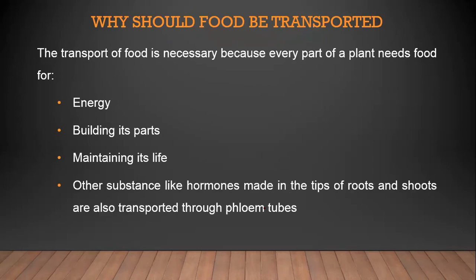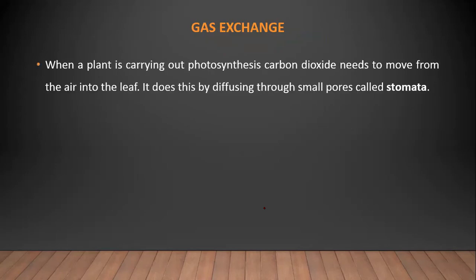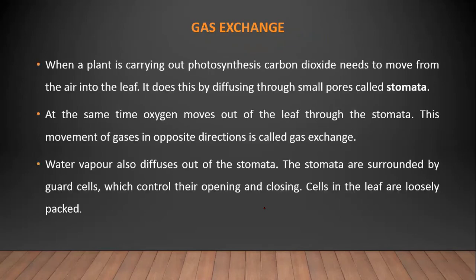Other substances like hormones made in the tips of the roots and shoots are also transported through the what? The phloem tubes. All right, so just take a pause and look at the gaseous exchange. Just take that pause and look at this gaseous exchange here. You might need it at some point, though it was already taught.